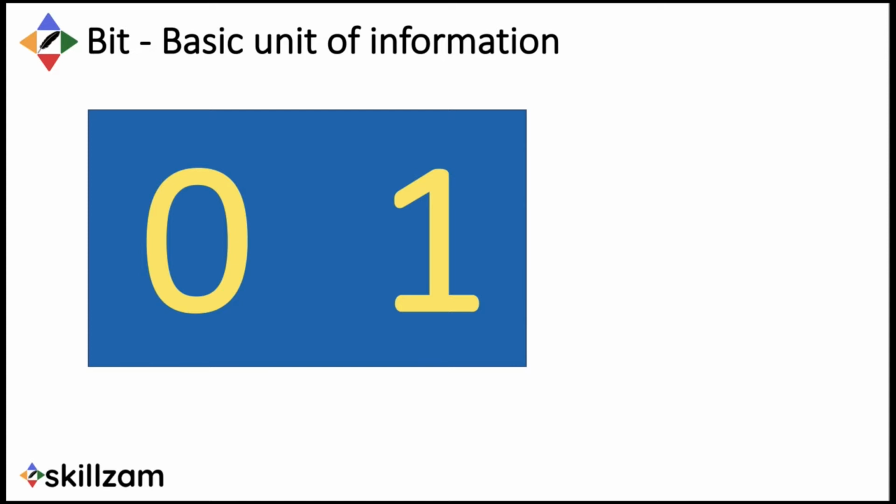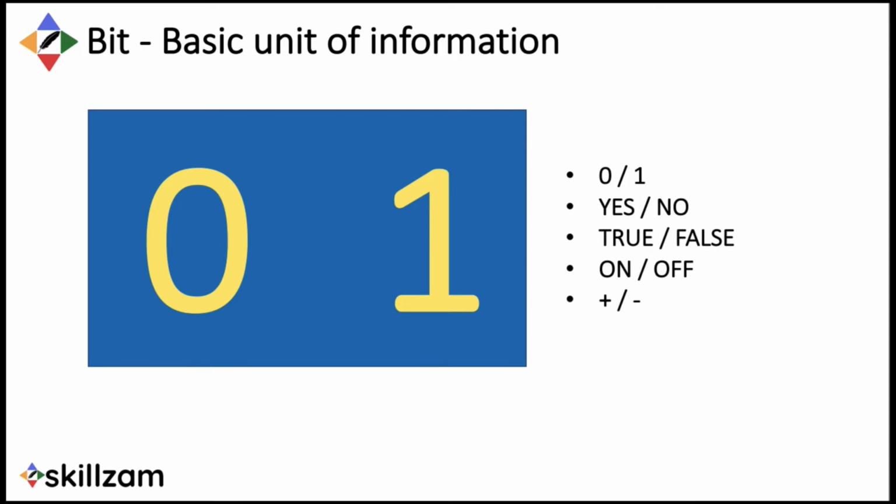A bit represents a logical state with one of two possible values. These values are most commonly represented as 1 or 0, but other representations such as true or false, yes or no, plus or minus, or on or off are commonly used. A single bit can only represent two different values. That's not very much, but that's still enough to represent two valued states.